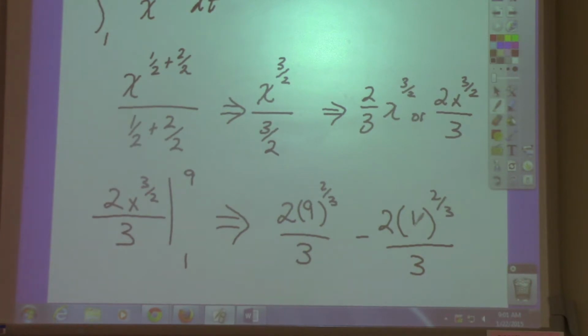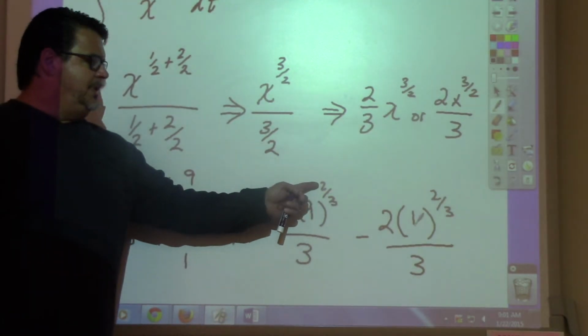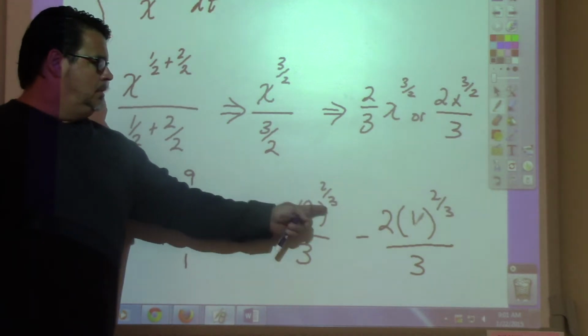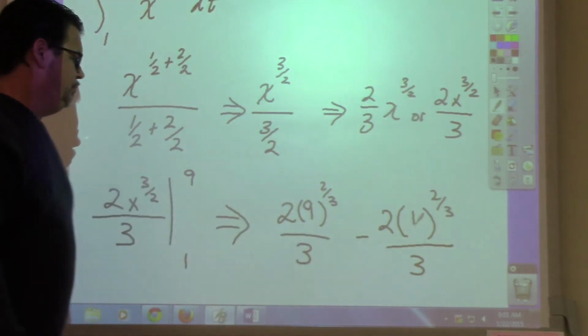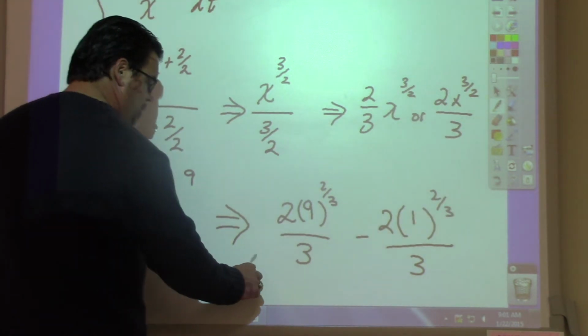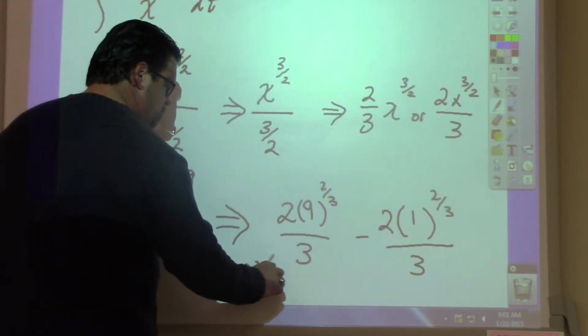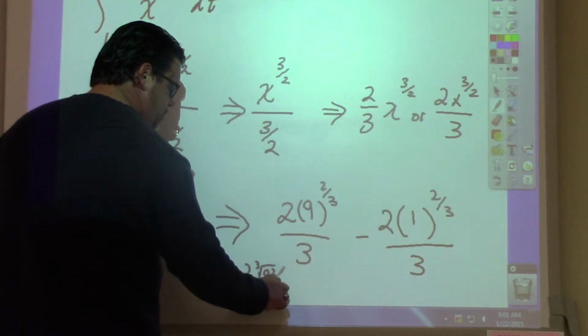Now, let's recall what a rational exponent is. What is a rational exponent? The square root of x, or x to the first power, is equal to x to the 1/2. So you put the exponent over the what? Root. Index, or the root, right? Exponent over index. So exponent, 9 to the 2nd power, cube root. So this is going to be 2 times the cube root of 9 to the 2nd power over 3.